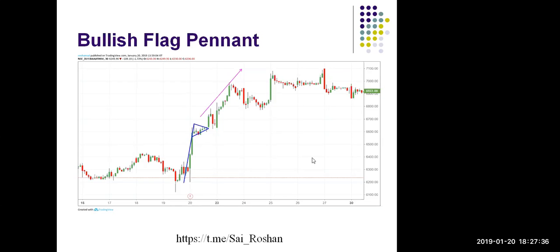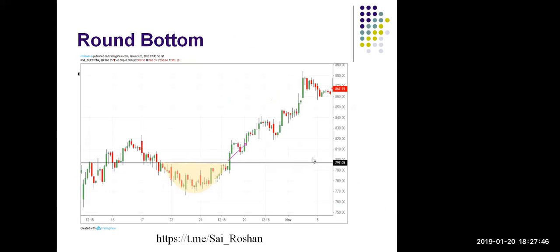It just started running, and it gives you very good returns. So it's a bullish flag pennant. Exactly opposite of this would be the bearish flag pennant. Okay, right. So the next continual pattern is a round bottom. If you can find very good patterns of this, it would be a jackpot.